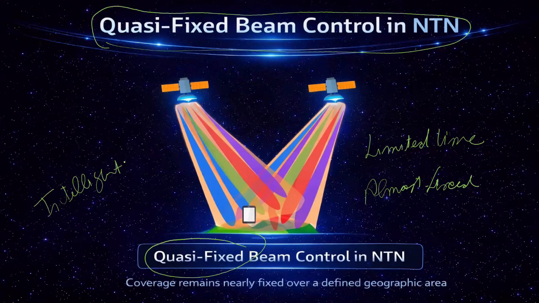So you must be thinking where it can be used. This approach is commonly used in LEO, especially where there is a need to balance performance and complexity. So in a nutshell, quasi-Earth fixed beams strike a balance between stability and flexibility, right? They reduce handovers while maintaining manageable system complexity. So quasi-Earth beams offer the trade-off between performance and complexity in NTN beam management.